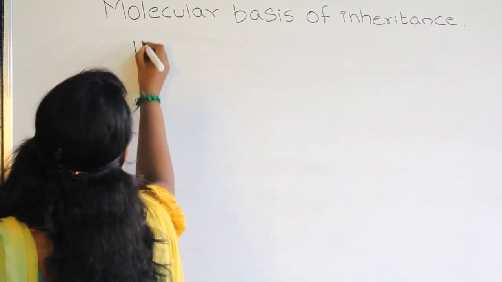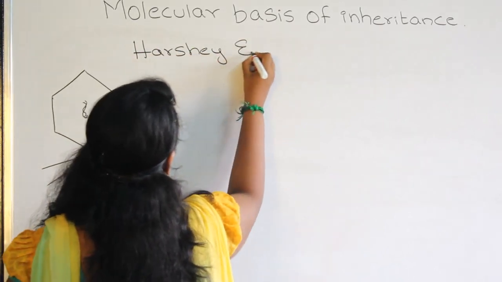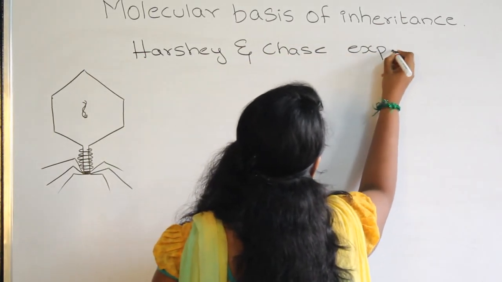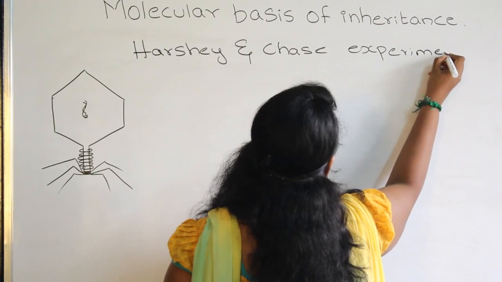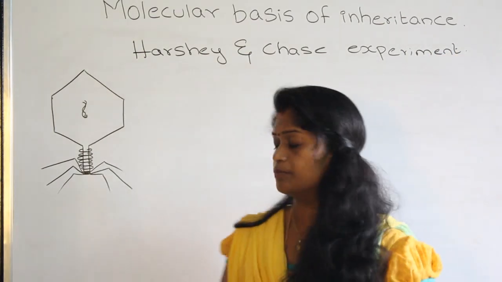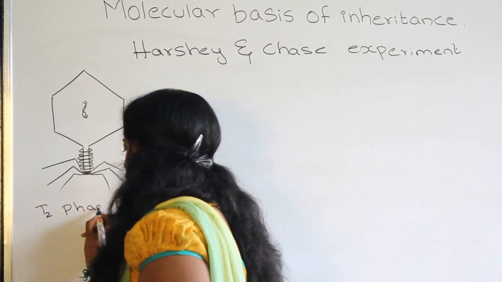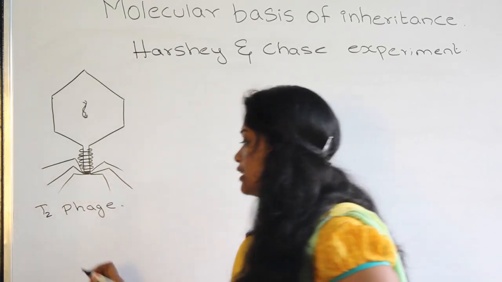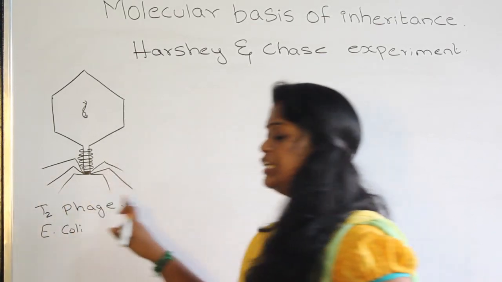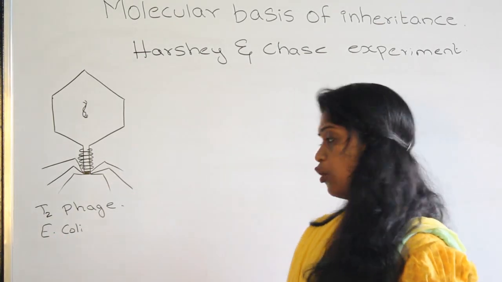In today's video we are going to study another experiment performed by Hershey and Chase, and this is called the Hershey and Chase experiment. In the Hershey and Chase experiment, they used two organisms. One is the T2 phage, the other one is the E. coli bacteria.